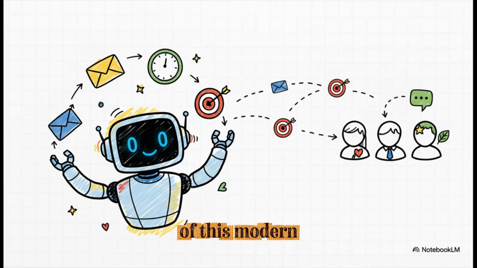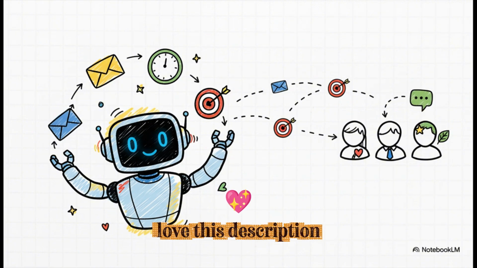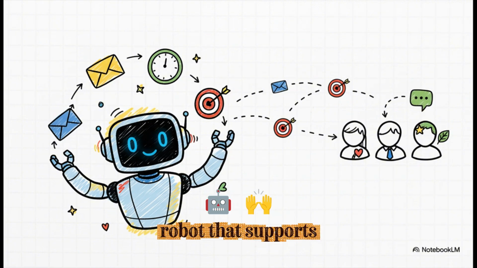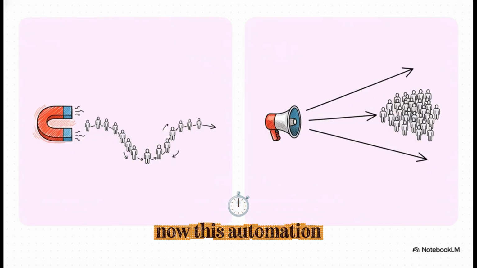And the heart of this modern engine is something called marketing automation. I absolutely love this description for it. It's like a robot that supports the marketer. It handles all the communication automatically, making sure the right message gets to the right person at the perfect moment. It's what makes this whole personalized, large-scale marketing thing even possible. Now, this automation engine can power 2 different kinds of strategies.